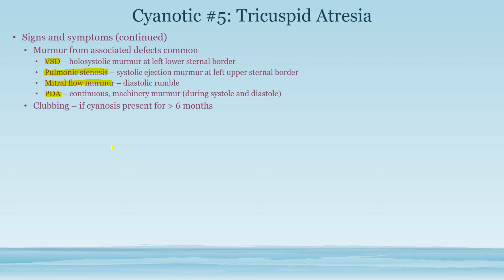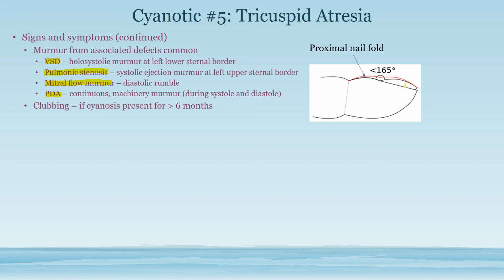Next, because tricuspid atresia can cause chronic heart failure and chronic cyanosis, if you have long-term cyanosis with this condition, or actually any of the conditions, if it's longer than 6 months, you can get clubbing of the nail and the digit. So normally, if you look at your finger, you can see you have right here and right here. This is the proximal nail fold, and this is the cuticle.